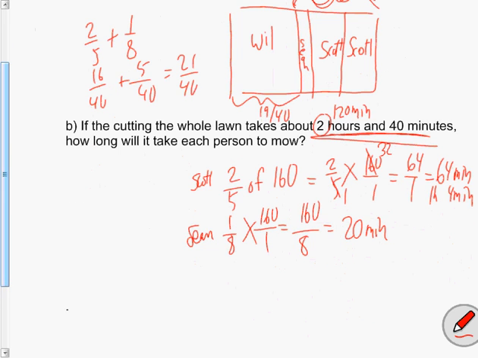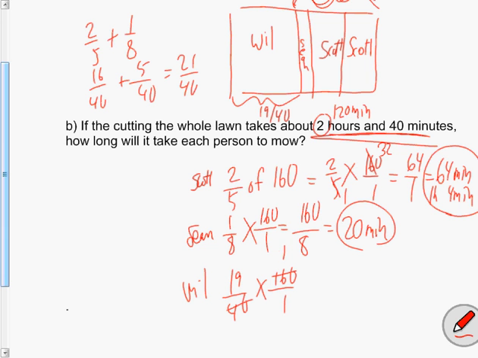And there are two ways you could do it. You could add up what Scott did and what Sean did and subtract it from the 160 minutes. Or you could just figure it out. So I did 19/40 of the 160 minutes. I'll cross reduce this time. 160 over 40 is 4 over 1. 19 times 2 is 38. 38 times 2 is 76. So therefore, I took 76 minutes, or 1 hour and 16 minutes.